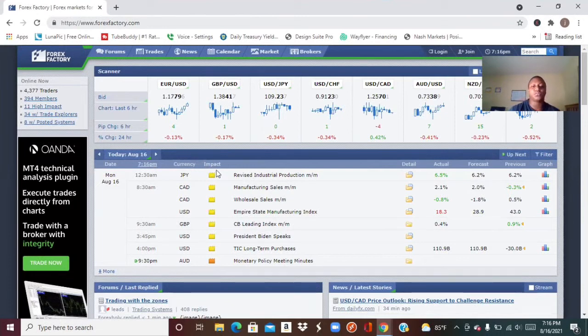Now, the yellow folders, that means it's good. You can trade it. The red folders means that you don't trade it. If you got an orange folder, that means you can trade it at your own risk, but you're probably going to lose money. All right? Yellow folder, trade. Orange folder, you might lose money. You still can trade. Red folder, do not trade at all. All right? That's simple. Forex Factory lets you know what is going on with the news in the Forex market.